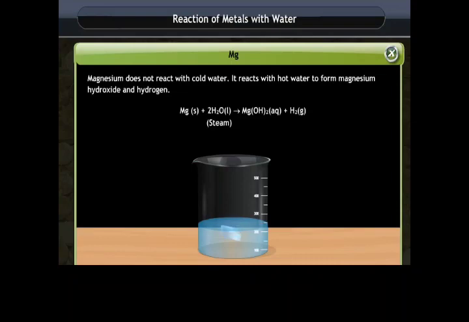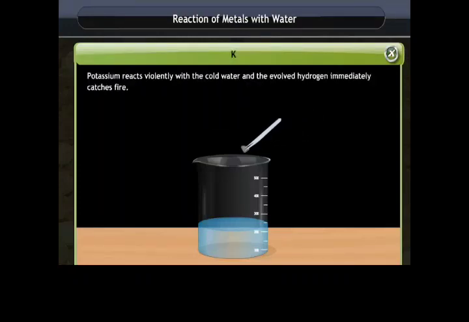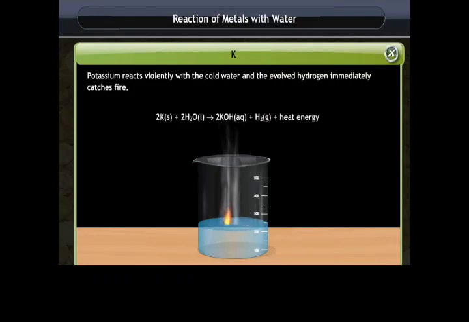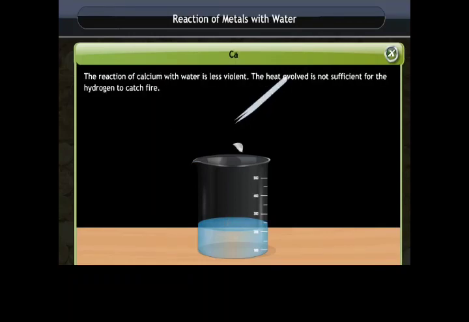Magnesium does not react with cold water. It reacts with the hot water to form magnesium hydroxide and hydrogen. Potassium reacts violently with the cold water and the evolved hydrogen immediately catches fire. The reaction of calcium with water is less violent. The heat evolved is not sufficient for the hydrogen to catch fire.